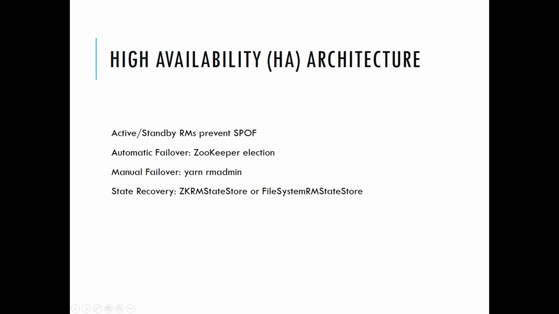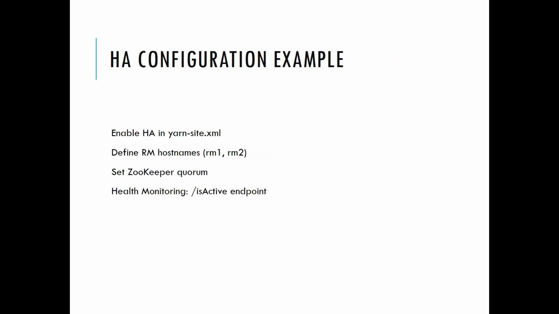For continuity, the state of the active RM is persistently stored in a state store, either in ZooKeeper itself or in the Hadoop Distributed File System. Configuring high availability is done primarily in the yarn-site.xml configuration file. You must enable the HA property, define the logical IDs and physical host names for both the active and standby Resource Managers, and set the address of the ZooKeeper quorum.